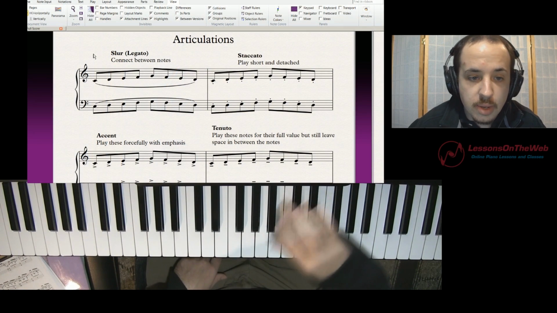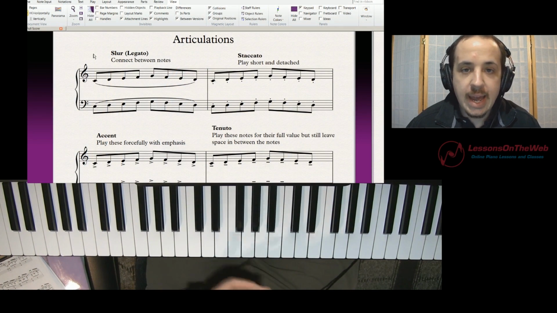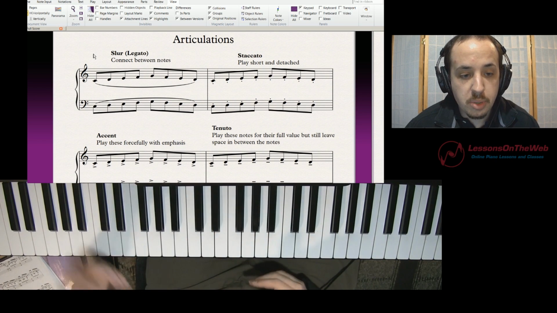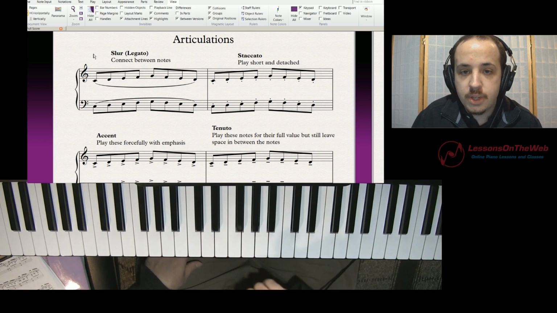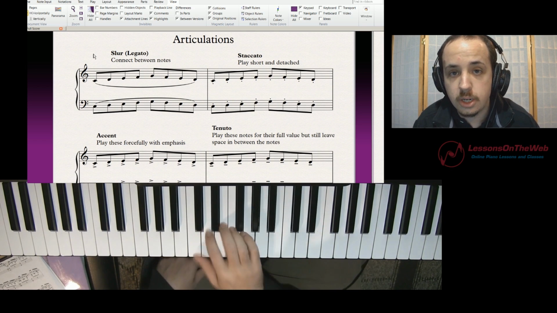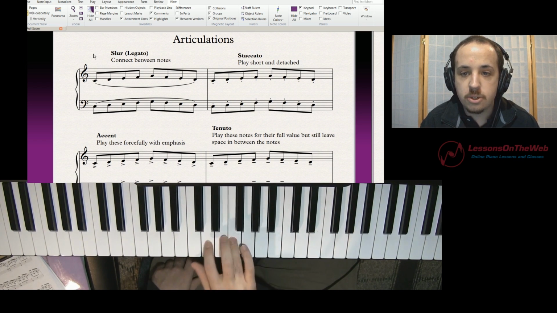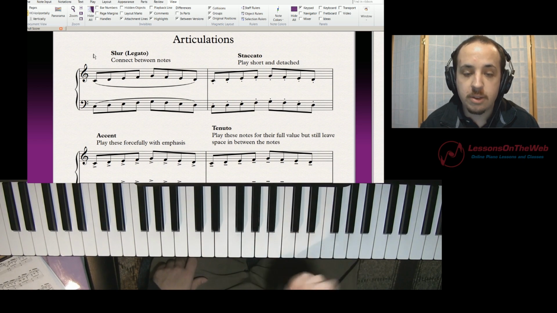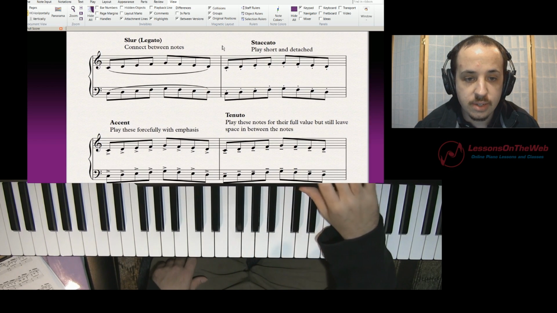So, here we have articulations, obviously. Articulations tell you how to play the note. The pitch, how far up and down it is on the staff, tells you what note to hit on the piano. The rhythm tells you when to hit that note. And the articulations tell you how to play the note, whether you're going to play the note short, connect the notes, hit the notes more forcefully, or make sure that you are playing the full value of the note while having a space in between. So we'll talk about each of these right now.